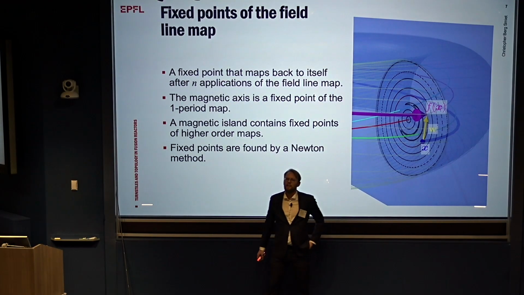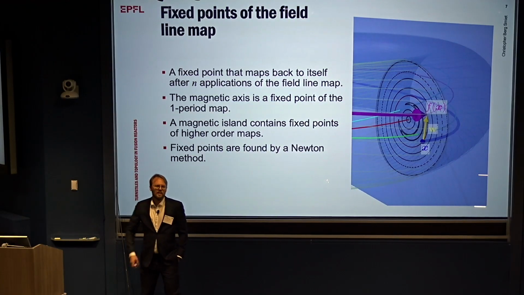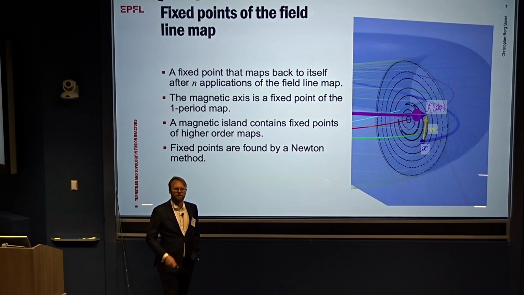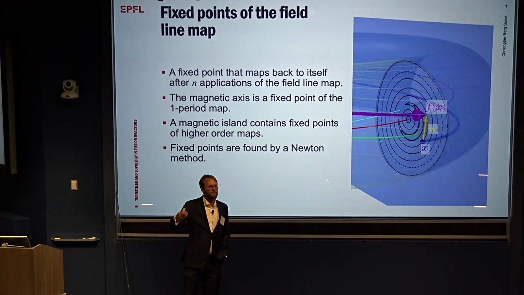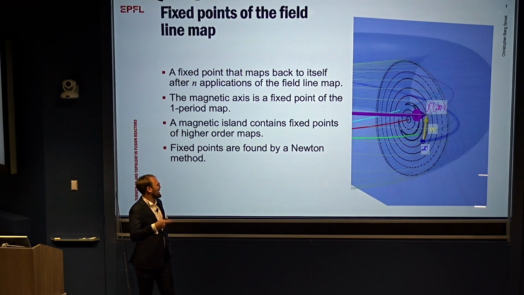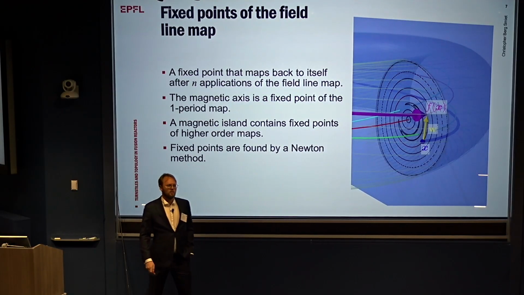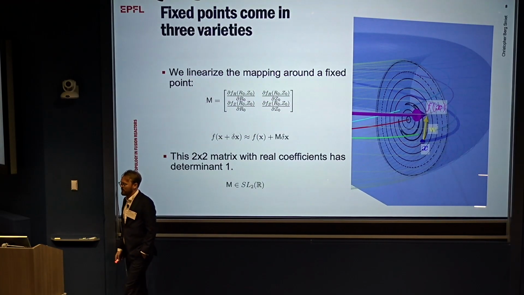So the magnetic axis is an example of a fixed point. That's a fixed point of the one-period field line map, but there can be other, higher orders of the field line map. So a magnetic island is, for example, a fixed point of the 3 map you applied. A period 3 island is a fixed point of the 3 map. You apply the map 3 times, and you get back to where you started from.